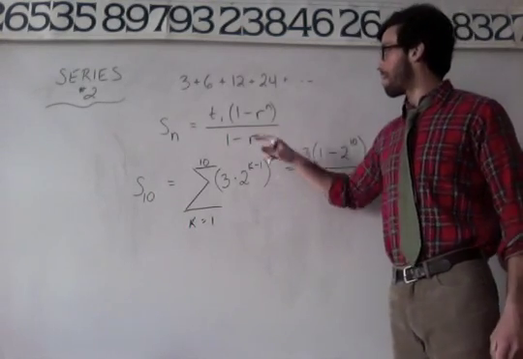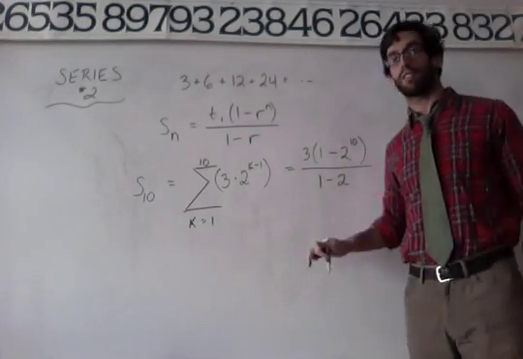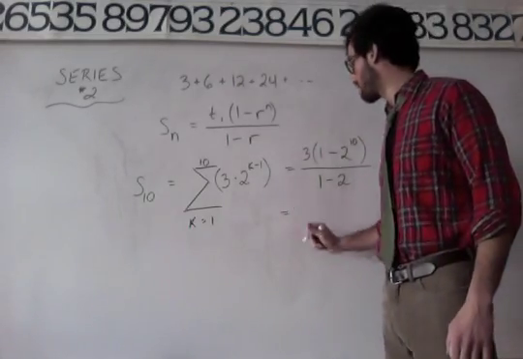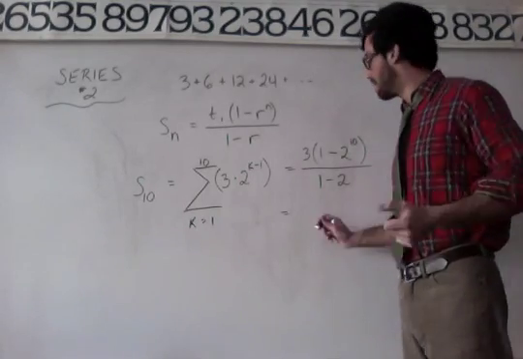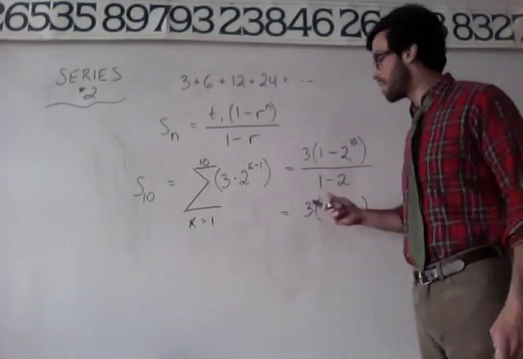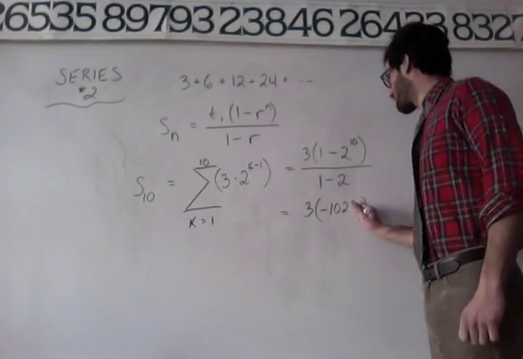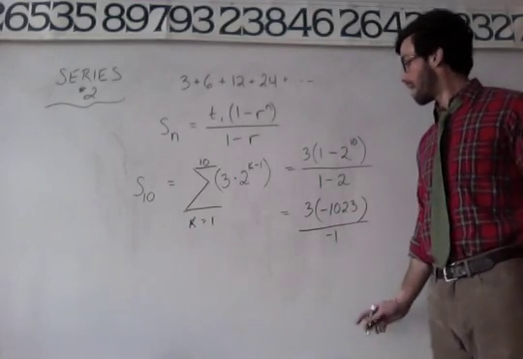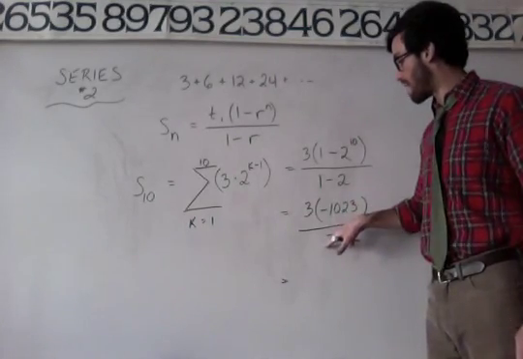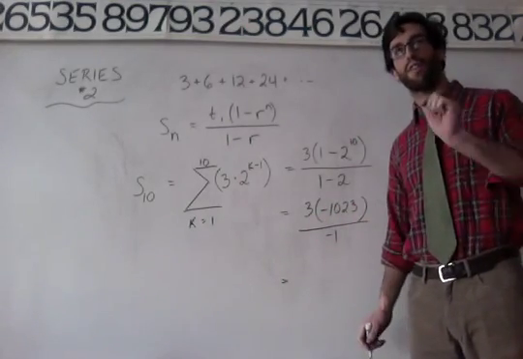Divided by 1 minus r, so just 1 minus 2. You see this is going to be negative 1. This is going to be a negative number also, so they'll kind of cancel each other out to make a positive. Let's see if we can do this by hand. I know that 2 to the 10th is 1,024. So we have 3 times 1 minus 1024, which is negative 1023, over negative 1. We're dividing 3 times this by negative 1, so a negative over a negative is going to be positive. All we really have to do is 3 times 1,023. Not so bad: 3,069.